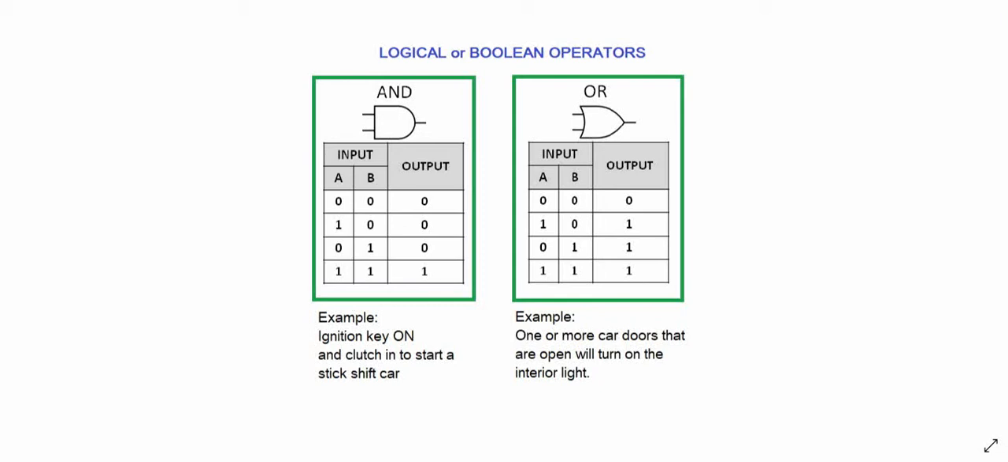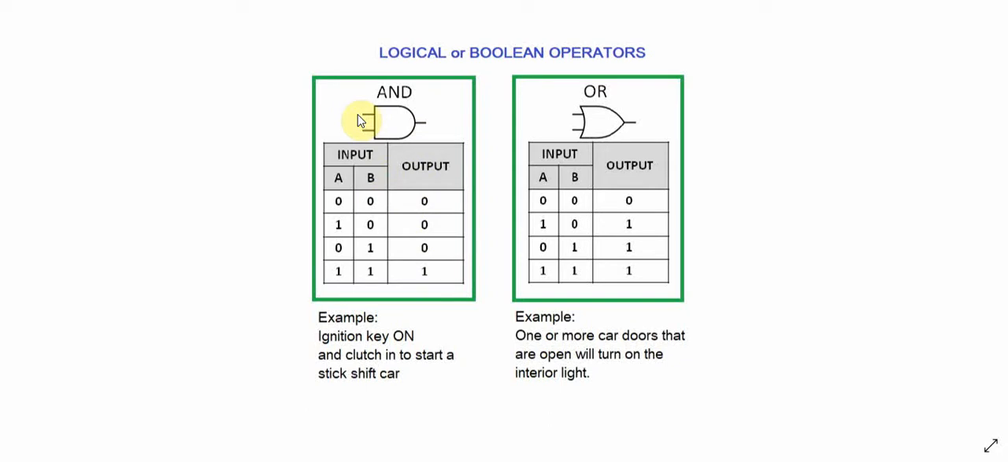In this video, we're going to take a look at something called logical or Boolean operators. These are really important in computer programming, and they work like this. We have the AND logical or Boolean operator, and this is the simplest form of it. It has two inputs and one output, and basically it works based on what we call this truth table.